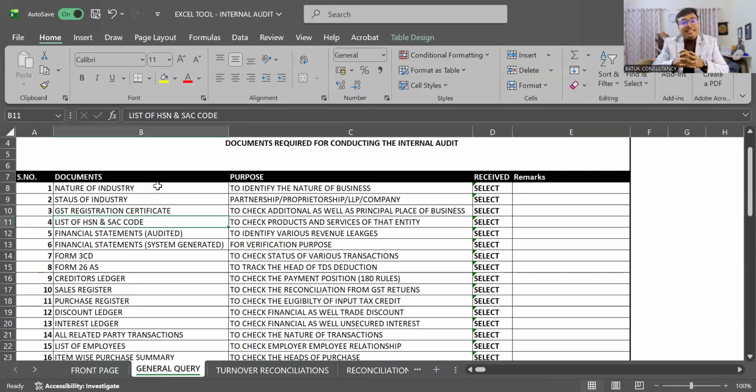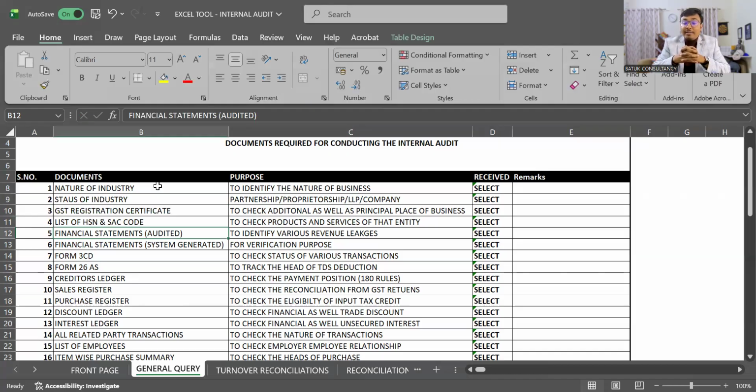Next, list of HSN code, SAC code. Sir, to check the product and services, you may demand sample invoices from your client. You may check whether the HSN and SAC code mentioned on the invoices are in line with the HSN and SAC code mentioned on the GST common portal. Otherwise, what will happen? Department may say that, sir, you have not mentioned the perfect HSN or SAC code on the GST common portal. So we need to be very much careful from that perspective.